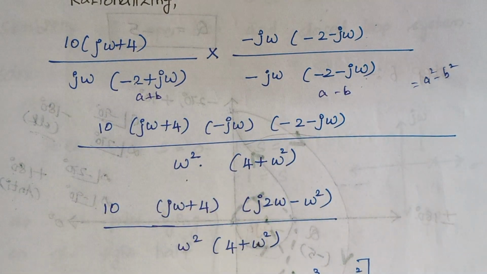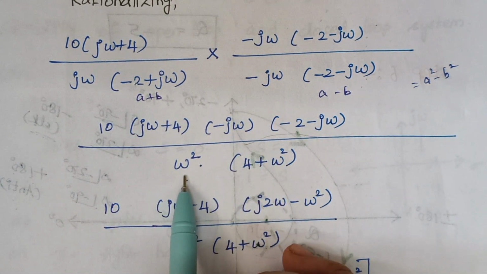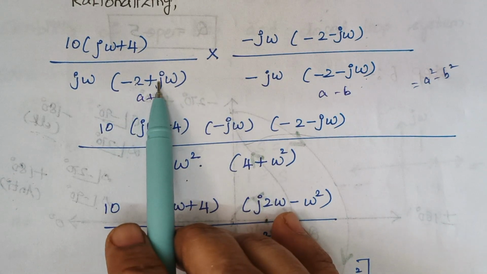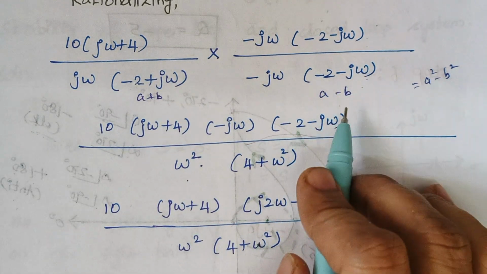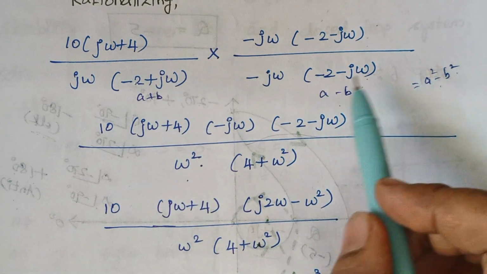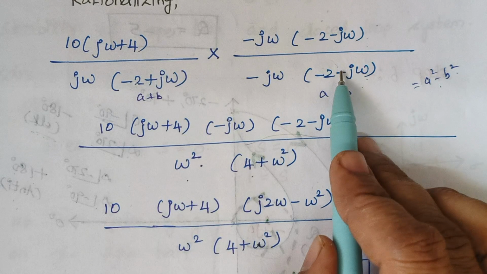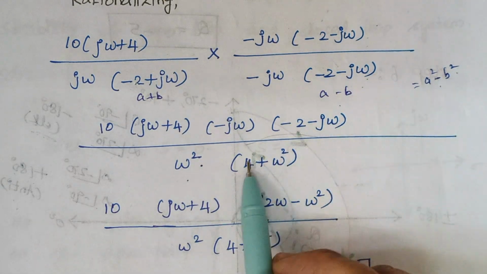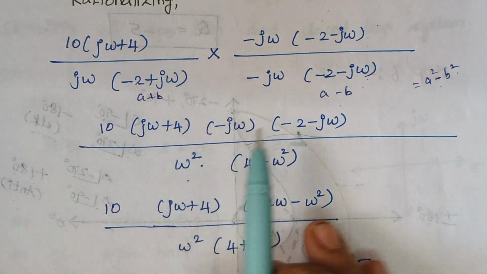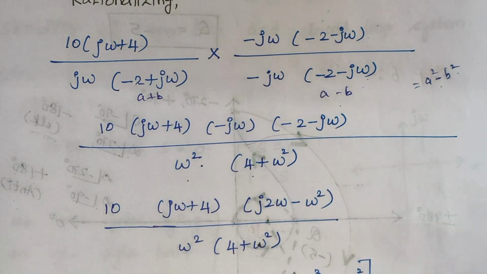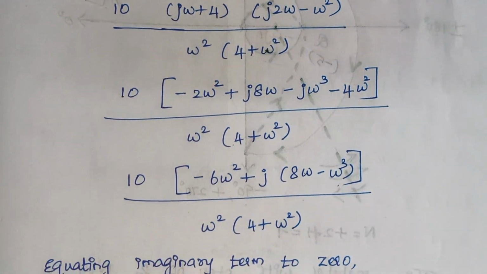So here when you look at the denominator term, you see j omega into minus j omega becomes omega square. And when you consider these two factors, one is of the form a plus b and another one is a minus b. So the formula is a square minus b square. So minus 2 the whole square becomes 4. And this j omega whole square, and again here we are having this minus, right? So that becomes plus here. So 4 plus omega square. And the numerator terms we just have to multiply. That's it. Right. So after multiplying, here we are separating the real and imaginary terms.